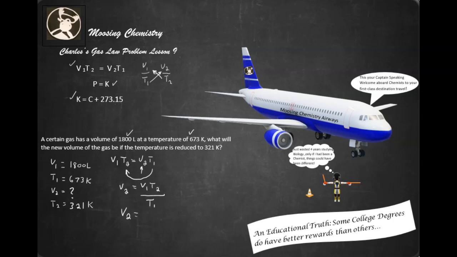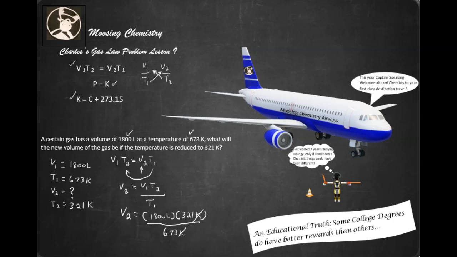V2 equals, our first volume is 1,800 liters. And this is super simple. Our second temperature was 321 K. Oh, that was easy. Divided by our first temperature, which was 673 K. So let's cancel out our common values. Oh, they're gone. Now all we have to do is multiply 1,800 by 321 and then divide it by 673.